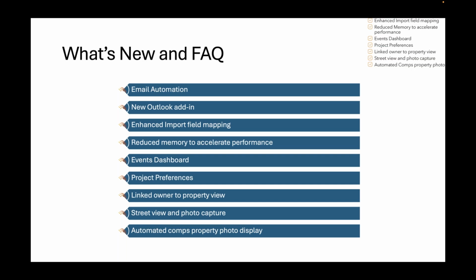New abilities and views in the events dashboard for projects and project preferences, and then a new tool to be able to see your linked owner inside of your property view display, and street views and photo capture, so you're efficiently able to capture photos and bring them into your property window in your CRM. And now we've automated the comps so that we've just taken a couple of steps out of your day as you're building your comp library, whether for sale or for lease.